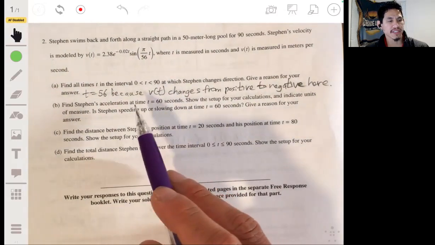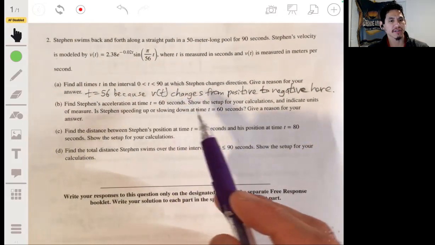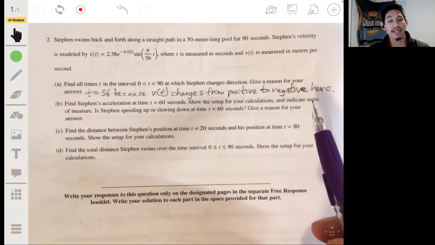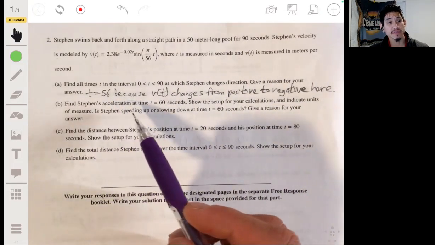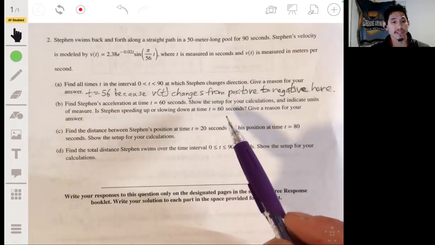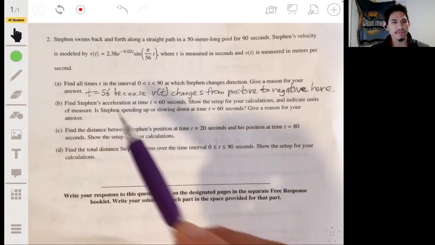All right, part B. Find Steven's acceleration at time t equals 60 seconds. Show the setup for your calculations and indicate units of measure. Is Steven speeding up or slowing down at time t equals 60 seconds? Give a reason for your answer.